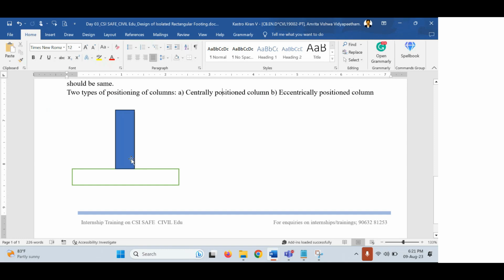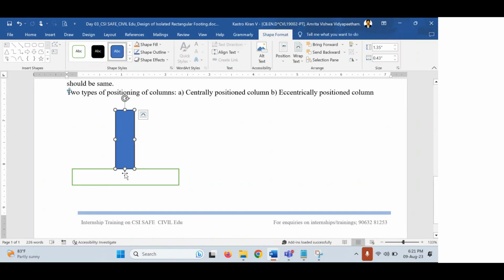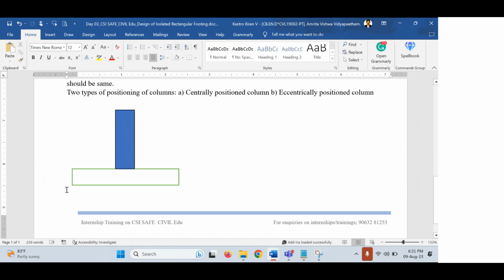In centrally positioned columns, the pressure distribution will be uniform. Whatever load is coming from the column gets transferred to the foundation slab, and this slab will distribute the pressure uniformly to the soil base underneath. That's the scenario with a centrally positioned column.